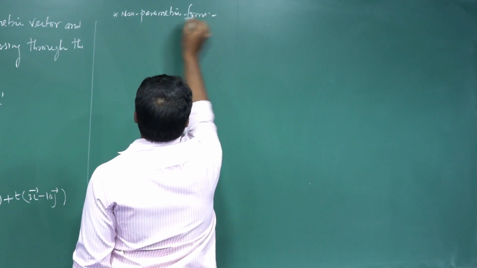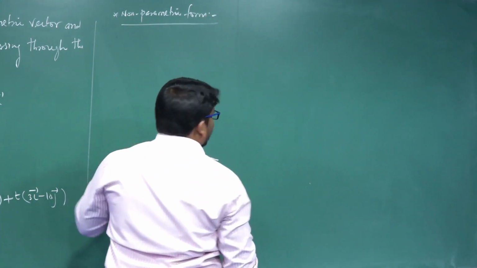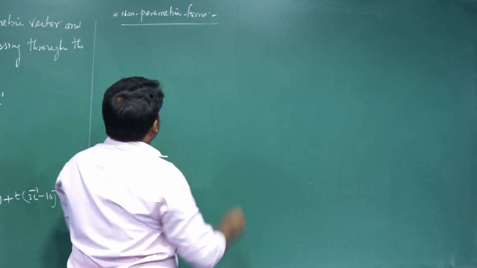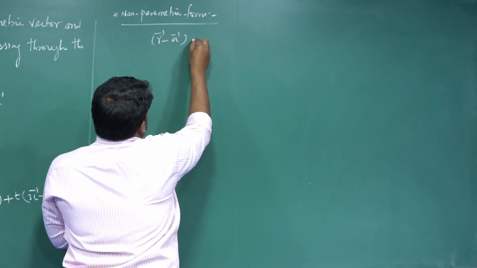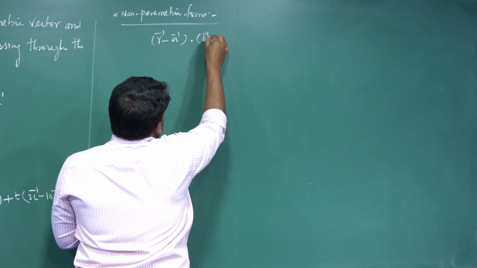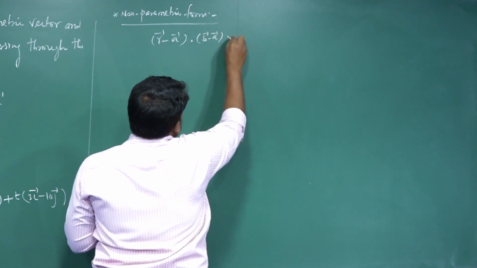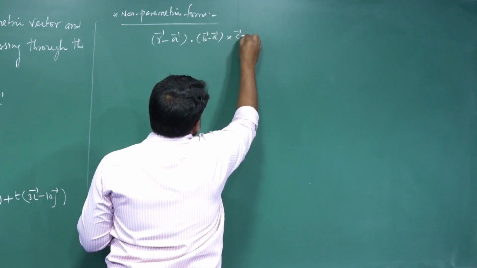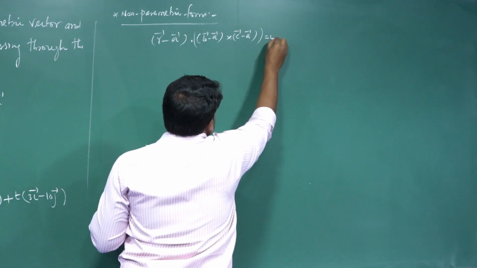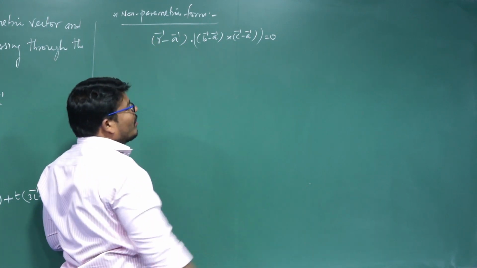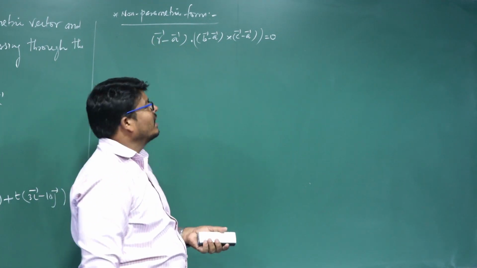Non-parametric form. The non-parametric form of the vector equation, we already know the formula: (r vector minus a vector) dot (b vector minus a vector) cross (c vector minus a vector) equal to 0 is the non-parametric form of the vector equation.